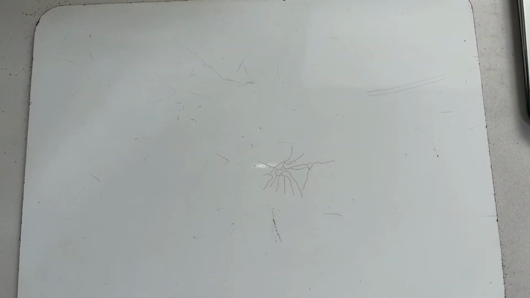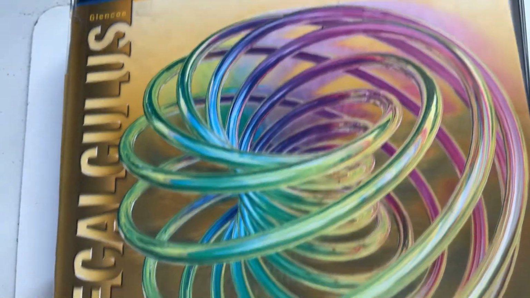Hey, this is part 3 of verifying trig identities. Again, we're using this book by Glencoe, it's just pre-calc.